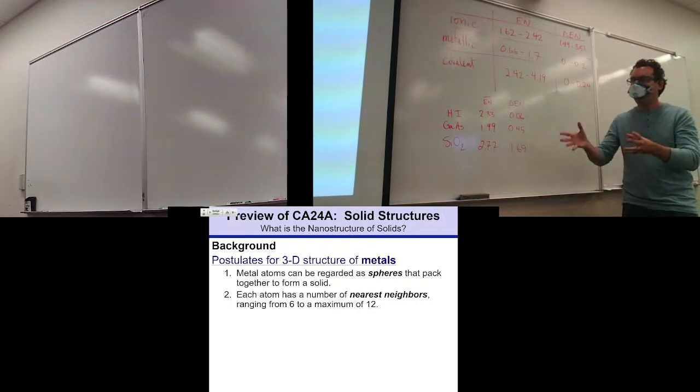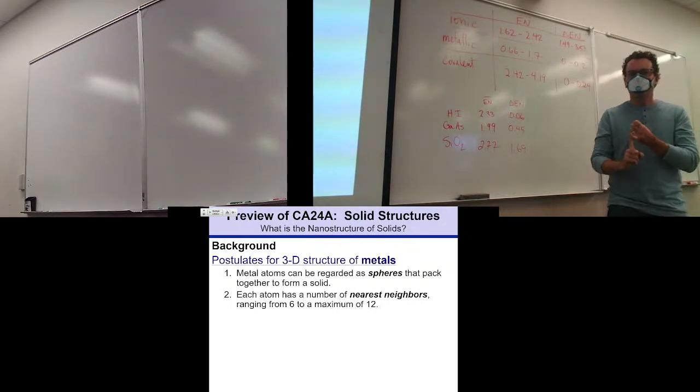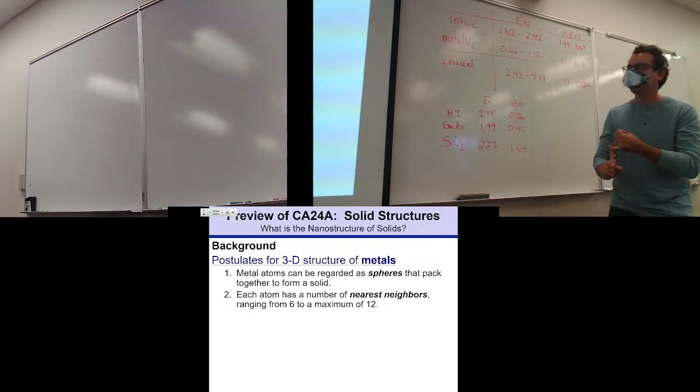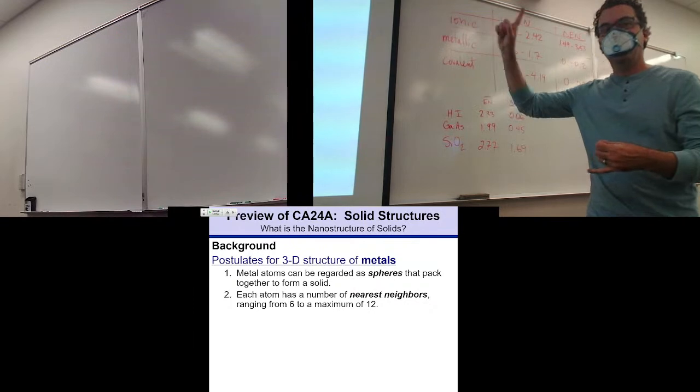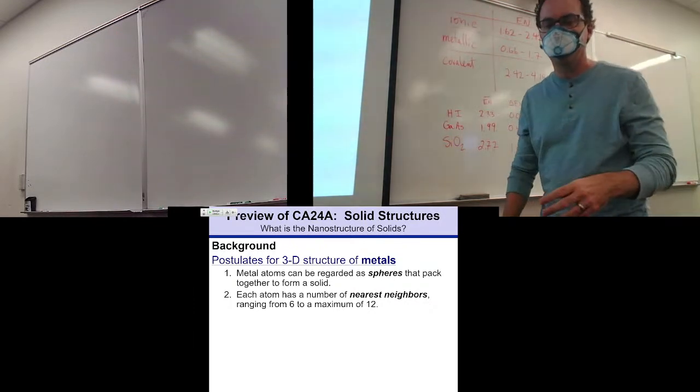So depending on the pattern that they take, it could be as low as 6. And we've done 6. That's the octahedral shape. I don't know if you guys remember that from 221. But you can go up to 8 or 12 atoms that are surrounding a single atom, that are nearest neighbors, okay?